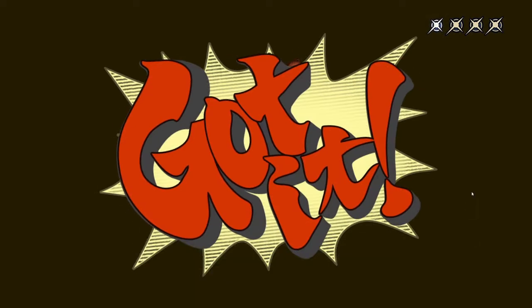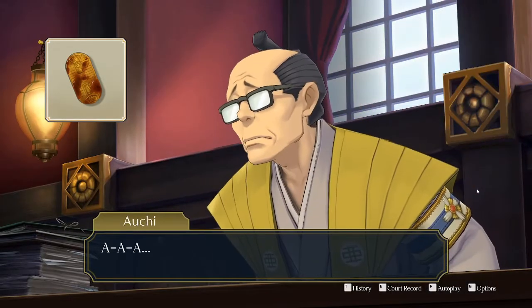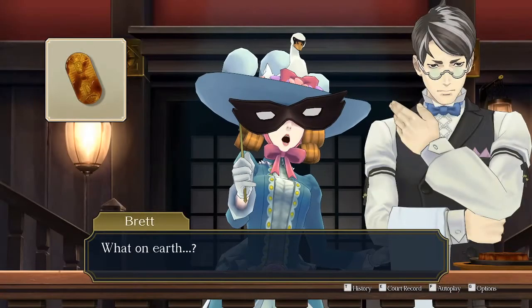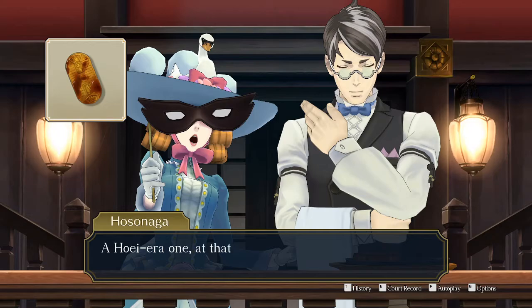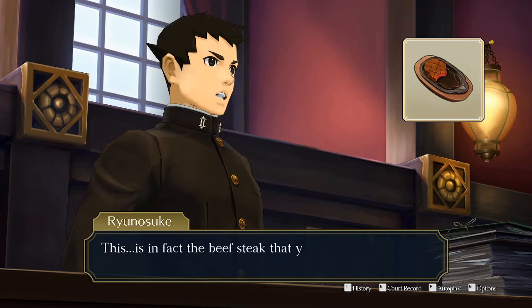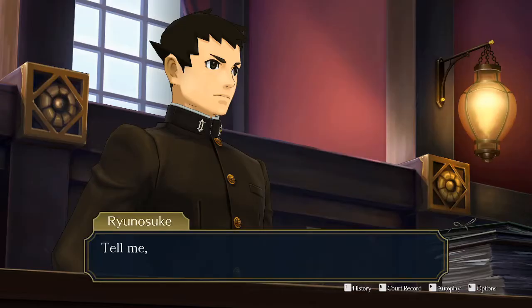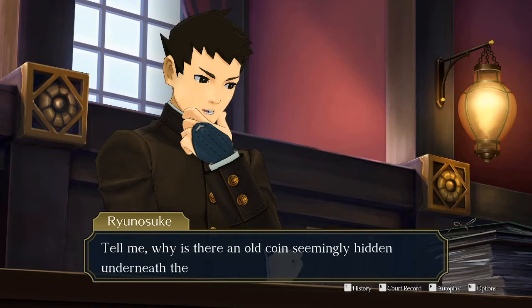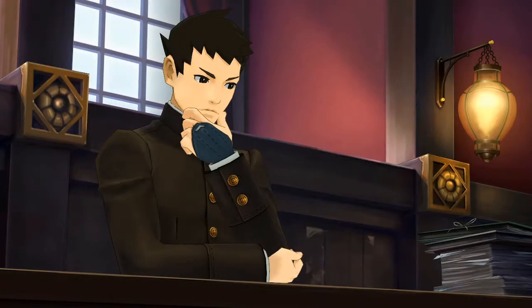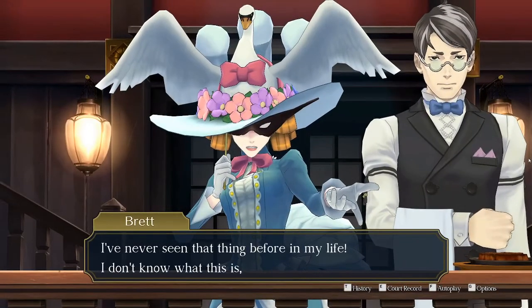Okay, so let's present it! Got it! Good gracious, that's... A Koban? What on earth? A Hoei era one at that. Miss Brett, this is in fact the beefsteak that you ordered at the restaurant on the day in question, is it? Tell me, why is there an old coin seemingly hidden underneath the meat? What a ridiculous question. How should I know? I've never seen that thing before in my life. I don't know what this is, but I want no part of it.